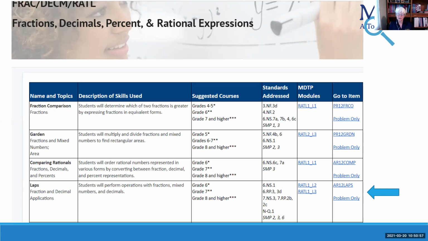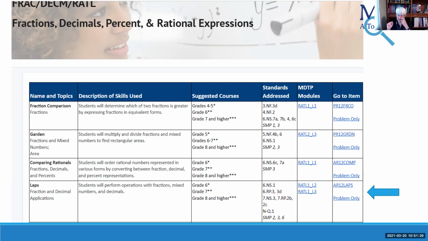Now, when you were in the site, again, notice that you had both a name and a topic to help you filter through what sorts of problems are available. There's a column here that is titled Suggested Course. I will talk a little bit further about what these little asterisks are referring to, but you can see where, perhaps at a certain grade level, this could be a low floor problem, or at another grade level, it might be a little above.